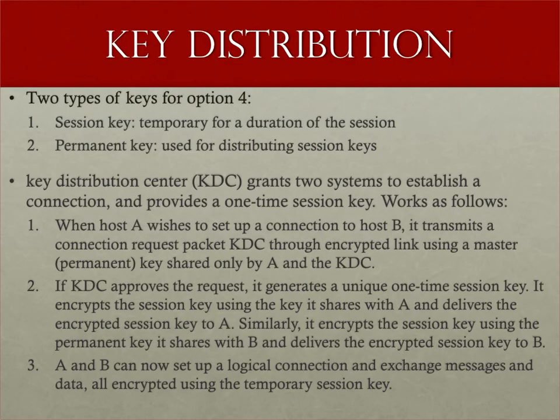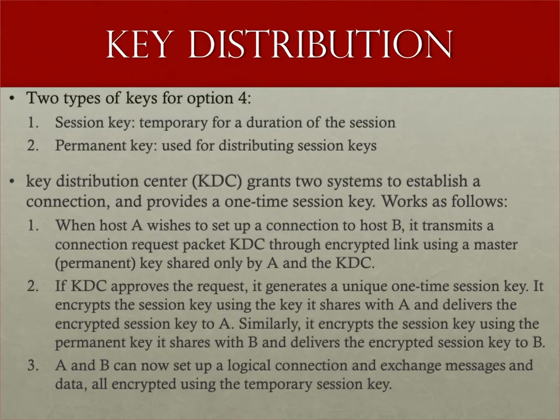So later on, A wants to communicate with D. So A will send a request to KDC: I want to communicate with D. The KDC will say, okay, I will generate a temporary key, I will give it back to you, and I will give it back to D. So A and D now can communicate, and so on. Okay? We'll talk about it now.